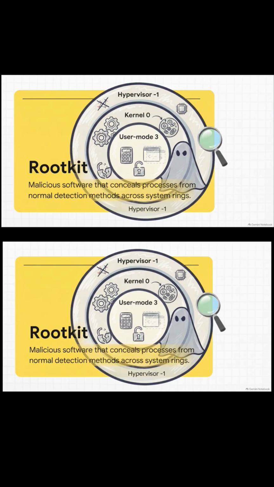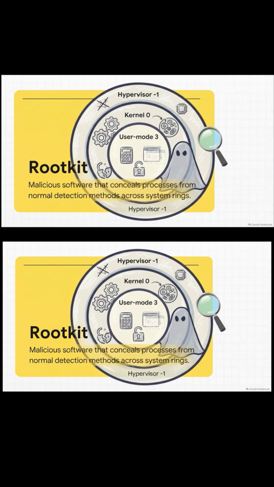One of the most terrifying ways they maintain this persistent access is by dropping a rootkit. A rootkit is malicious software specifically built to hide other processes from normal detection. It's essentially an invisibility cloak. For the exam, you have to know that rootkits operate at different system depths, which we call rings.